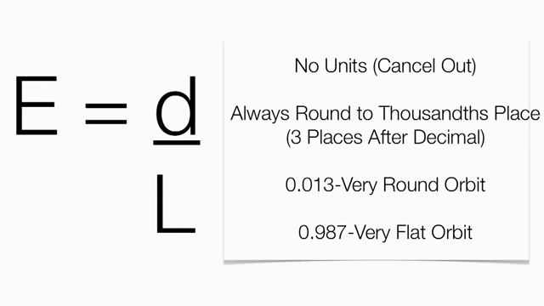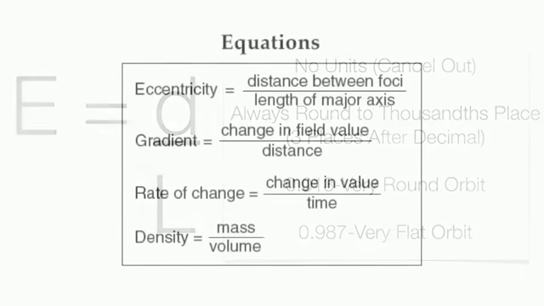So when we say that an orbit is very round, it is somewhat of a non-elliptical orbit, and we say that an orbit that's very flat has a very high eccentricity and has a very highly elliptical orbit. So a big difference between those two values.